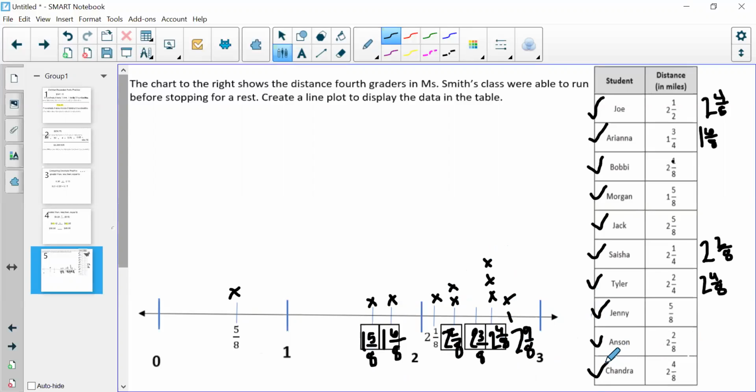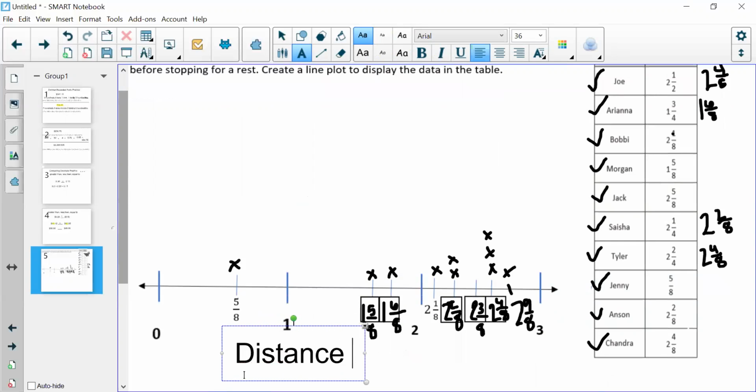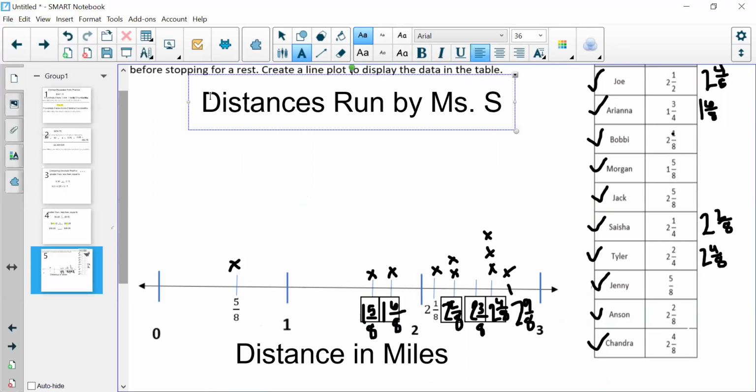All right, and there we go. The only thing I would add is a title. And down here, you would write that this is the distance in miles. So we can put down here distance in miles. And up here, distances run by Miss S's class.